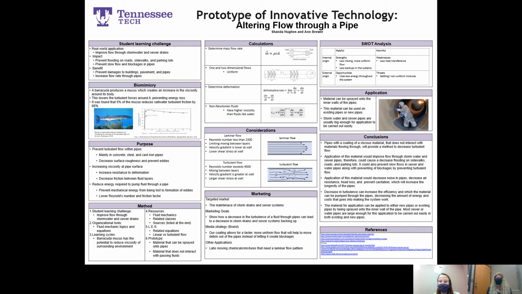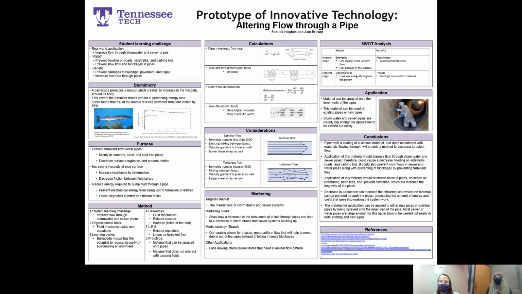For our conclusions, we see that pipes with a coating of viscous material that does not interact with material flow can provide a method to decrease turbulent flow. This decrease in turbulent flow would improve flow through stormwater and sewer pipes, therefore causing a decrease in flooding on sidewalks, roads, and parking lots. It can also prevent slow flow in sewers and water pipes, along with preventing blockages caused by turbulent flow.